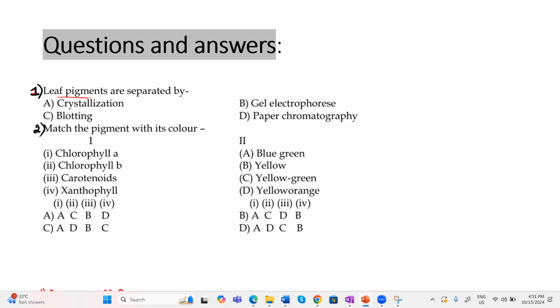Leaf pigments are separated by, as we have already studied, paper chromatography. Then we have to match. Chlorophyll A will appear as blue-green, so you will write A is matching. Then chlorophyll B will appear as yellow-green. Clear? Yellow-green, so you will write C. Then carotenoids will be yellow-orange, you will write D here. And xanthophyll will be yellow, B. So which is the right answer? You will find option B is the right answer.